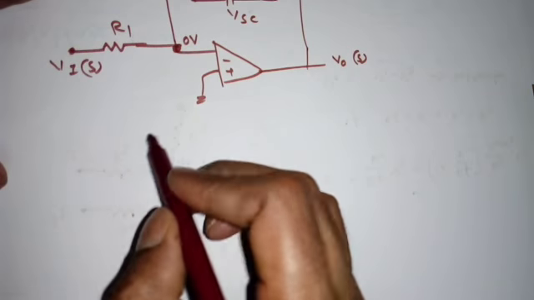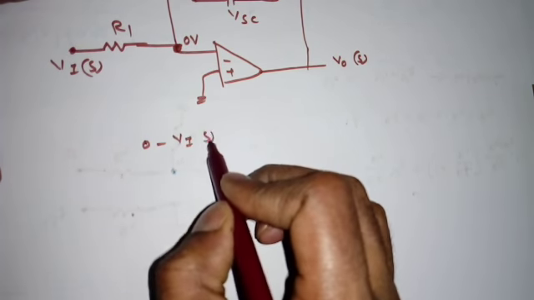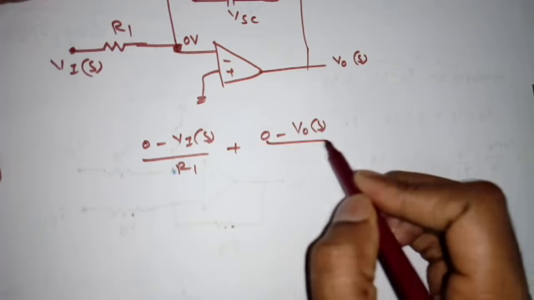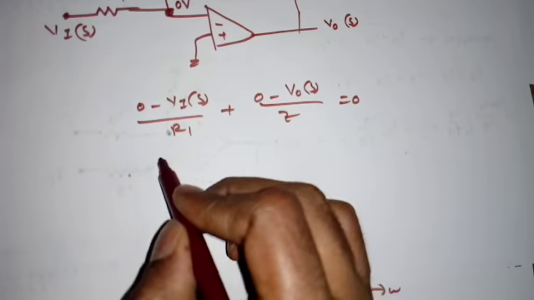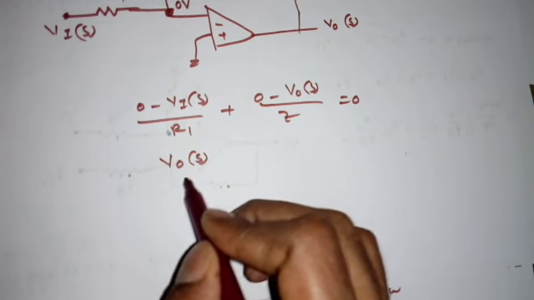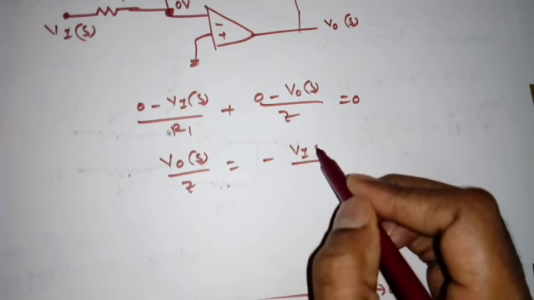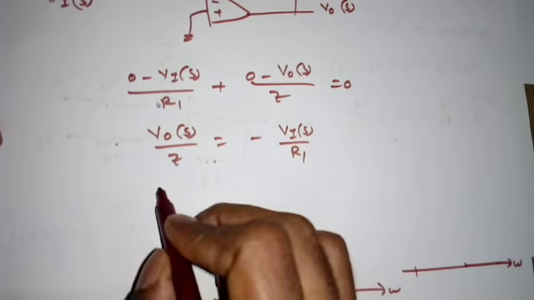Now nodal analysis: 0 minus Vi by R1 plus 0 minus V naught of S by Z is equal to 0. So what we require? V naught of S by Z is equal to minus Vi of S by R1. So what is V naught of S?